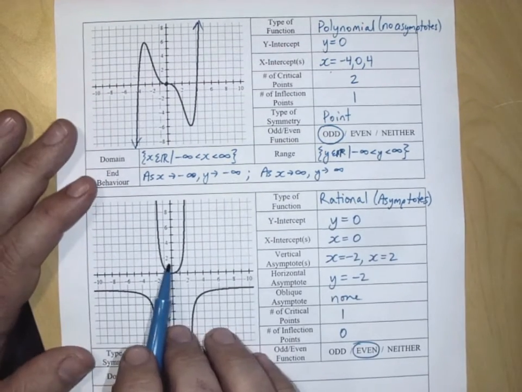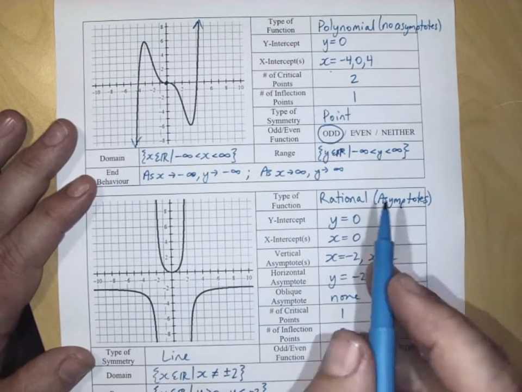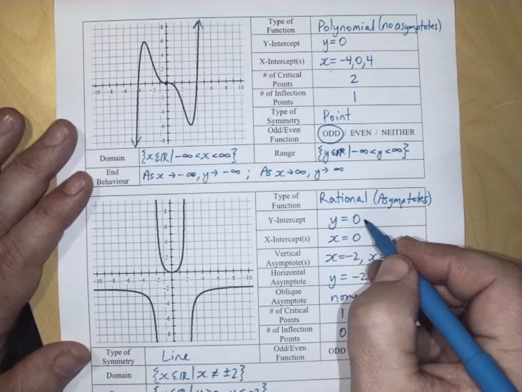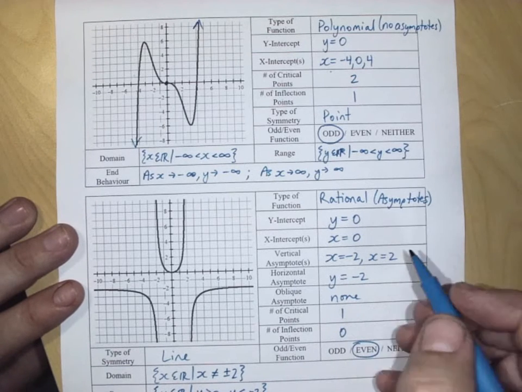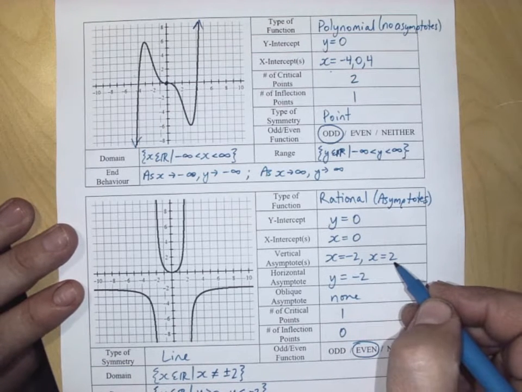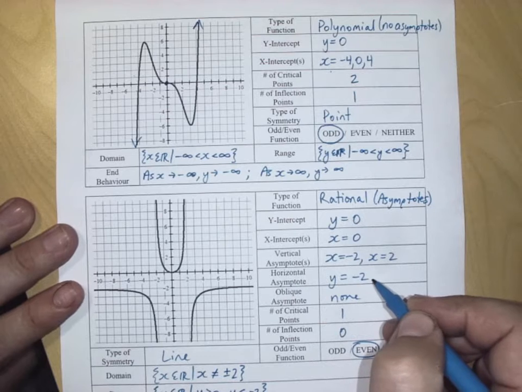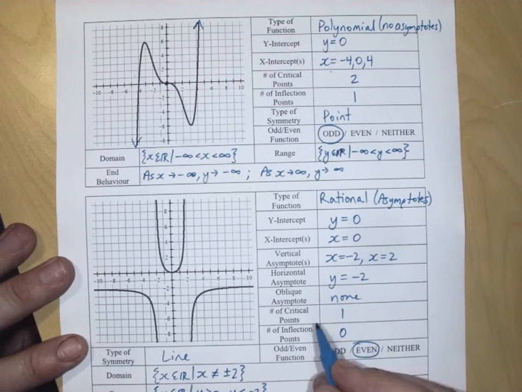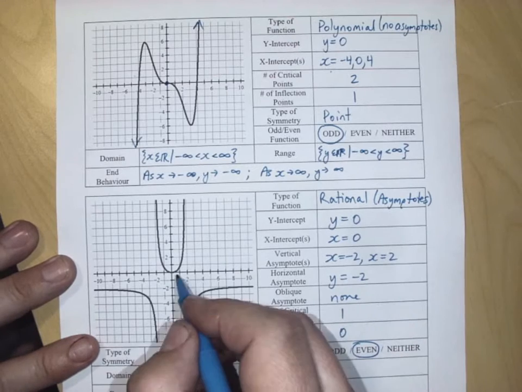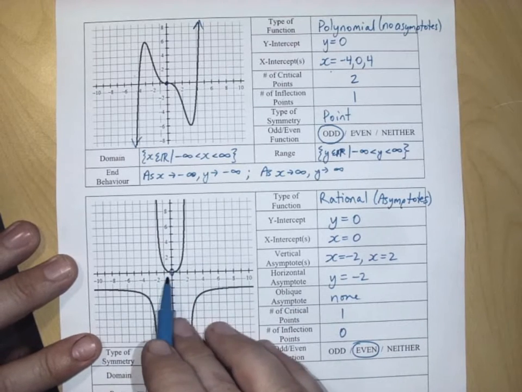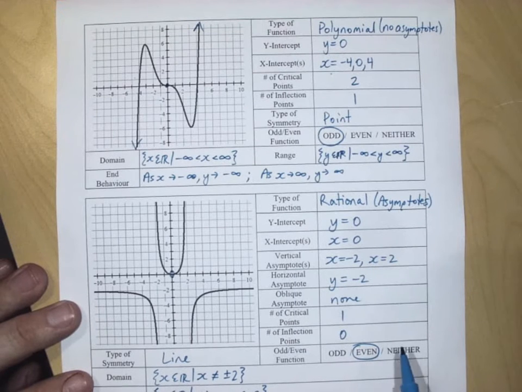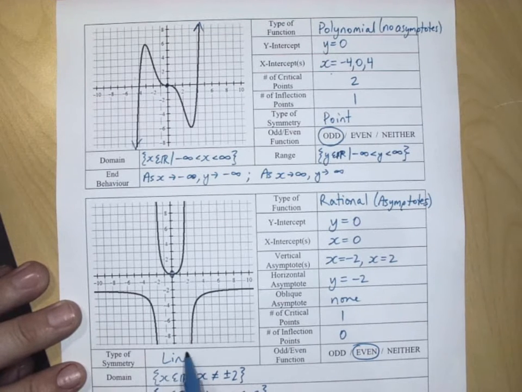This function, however, when I notice that it has asymptotes, it must make it a rational function. A y-intercept of 0, an x-intercept of 0, vertical asymptotes at -2 and 2, a horizontal asymptote at -2, an oblique asymptote, no, none of those. Critical points, well, there is one, it's right here. It's where the graph stops heading down and starts heading back up again. No inflection points.